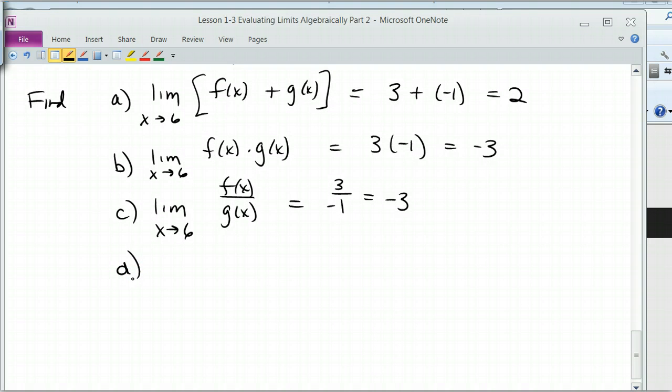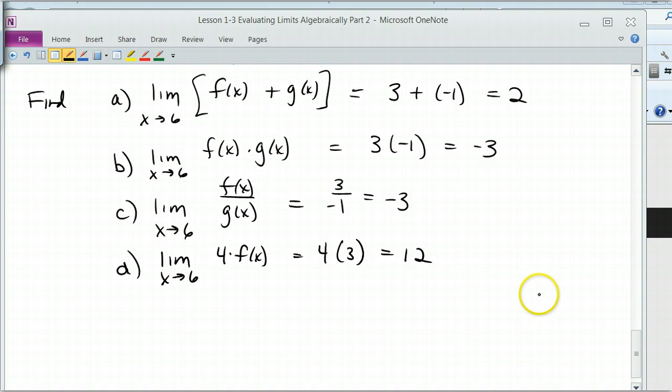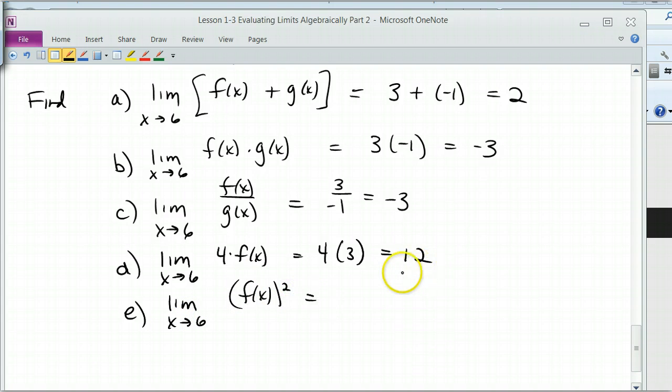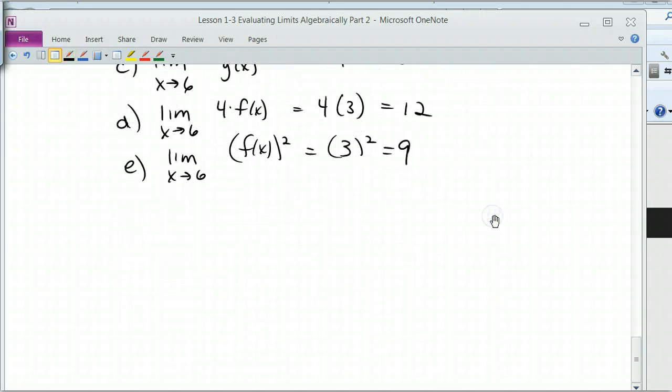D, the limit as x goes to 6 of 4 times f of x, a constant 4. You just multiply 4 times the limit of f of x as x goes to 6, which was 3, and you'll have 12. And then the last one, the limit as x goes to 6, and you have a function squared. Find the limit inside that square, inside the parentheses, which is 3, square that, and it's 9. Those are the properties. Okay, now trig.